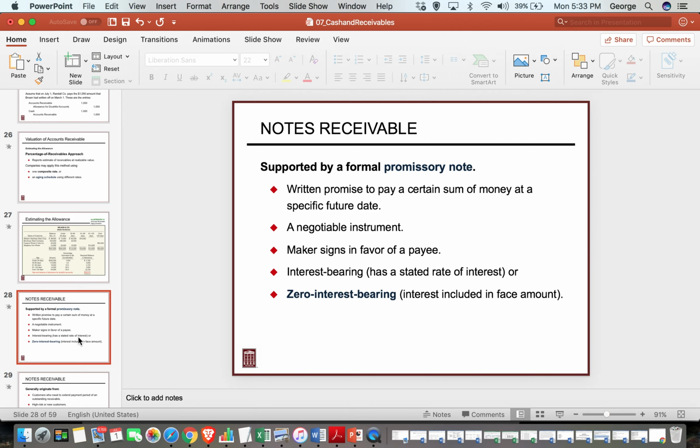A note receivable is a written promise to pay a certain sum of money at a specific future date. It's a negotiable instrument. The maker signs in favor of a payee. It is normally interest-bearing, but it could be zero interest-bearing. If it's zero interest-bearing, basically the interest will be included in the face amount. It's a little trick. It really is interest-bearing, but the interest is in the face amount of that note.